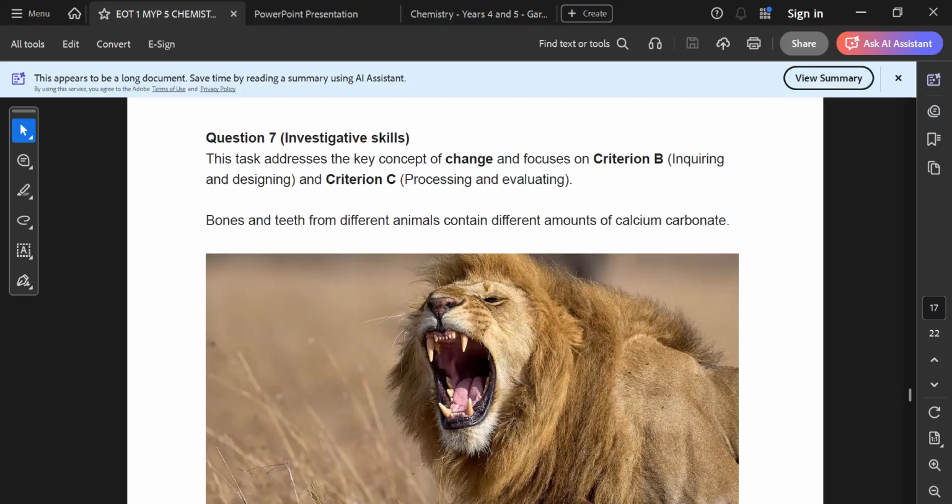Hello, MYP students. Today I would like to take you through investigative skills, basically Criterion B, which talks about inquiring and designing. Today we shall be focusing mainly on the inquiring part. There are skills we expect you to develop, which will help you to develop your inquiring skills.